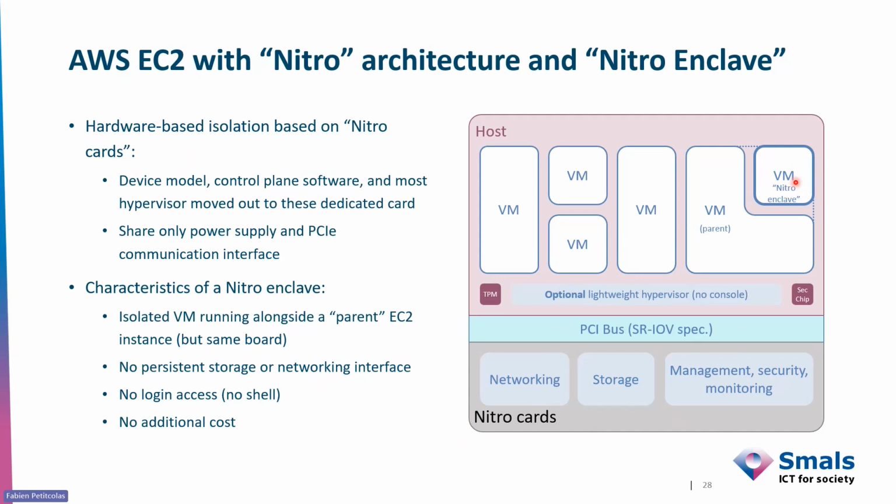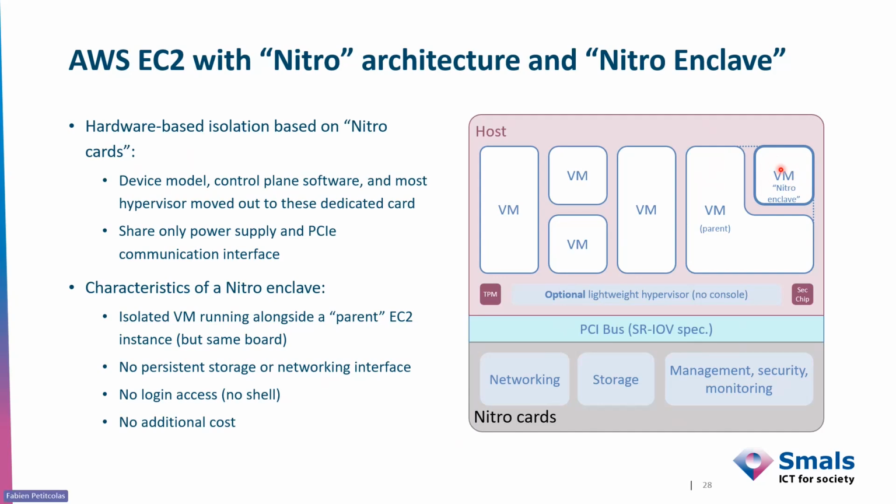These Nitro enclaves are just isolated virtual machines which run alongside what's called the parent virtual machine. They have no persistent storage, no network interface, no login access, and the only way for them to exchange data is via some specific sockets, the old POSIX sockets, between the parent virtual machine and the Nitro enclave.